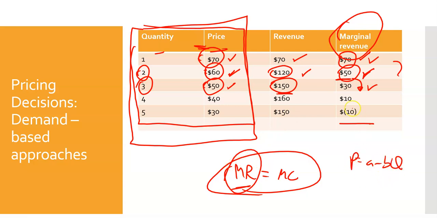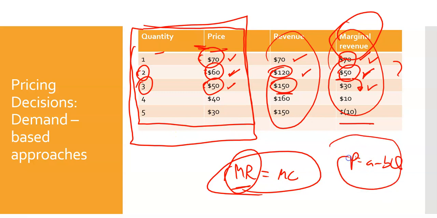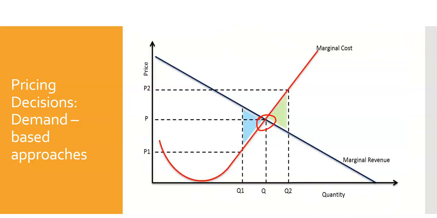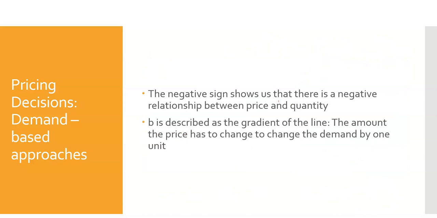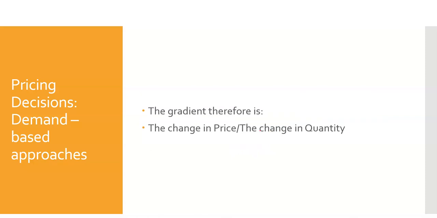After all, it did come out as a result of this that we found this and then this. So technically, the marginal revenue will come out of this relationship. So the question is, what is it? The negative sign shows us there is a negative relationship between price and quantity. B is described as the gradient of the line, the amount the price has to change to change demand by 1 unit. This is the gradient, the change in price divided by the change in quantity.